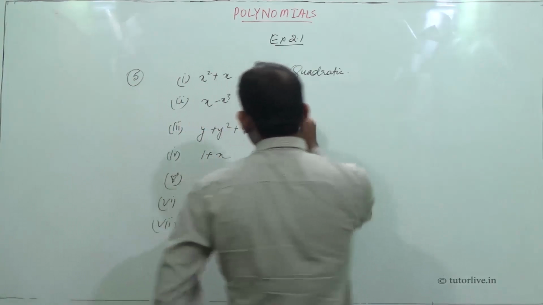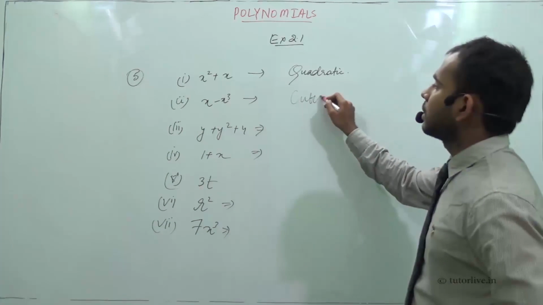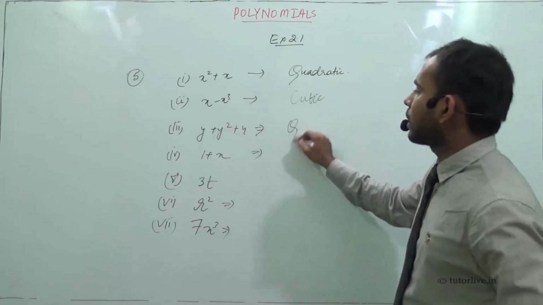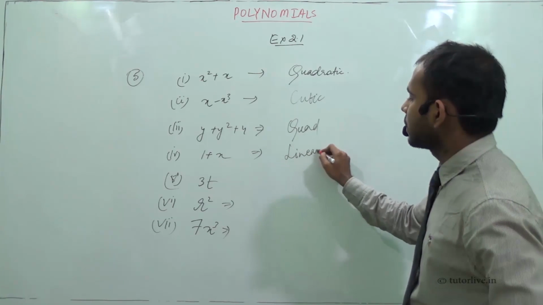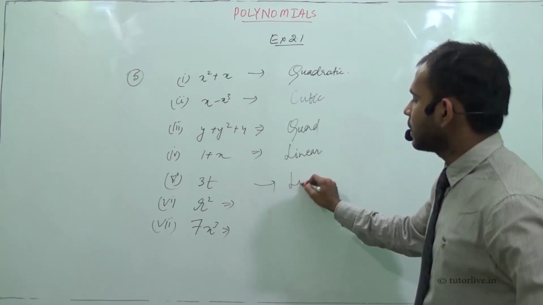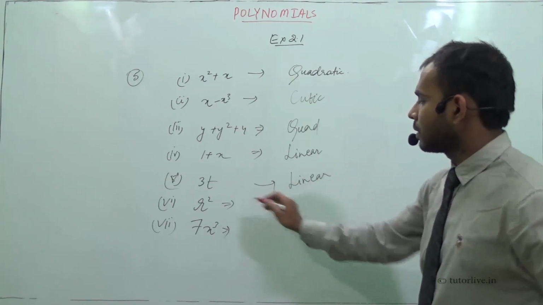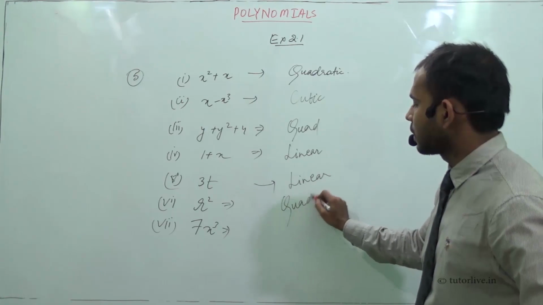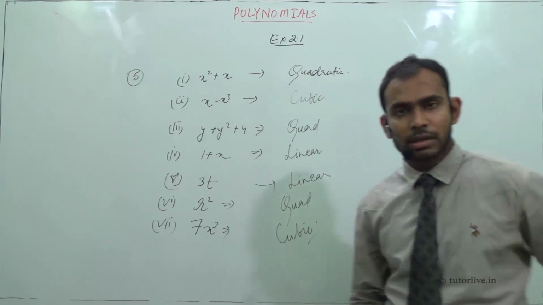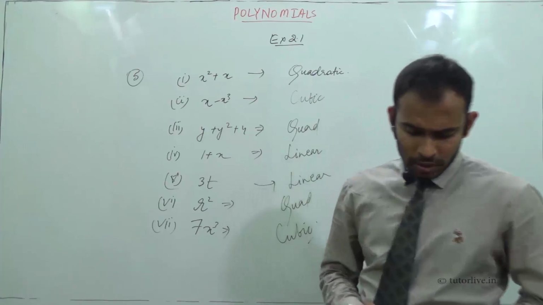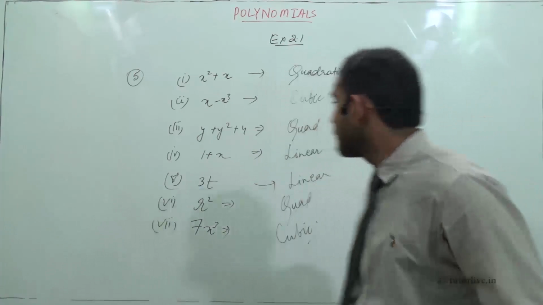So what is here? Cubic polynomial. Here again is quadratic. Here again is linear. Here again linear. This is quadratic. And this is cubic. Easy? Of course, it's actually very easy.